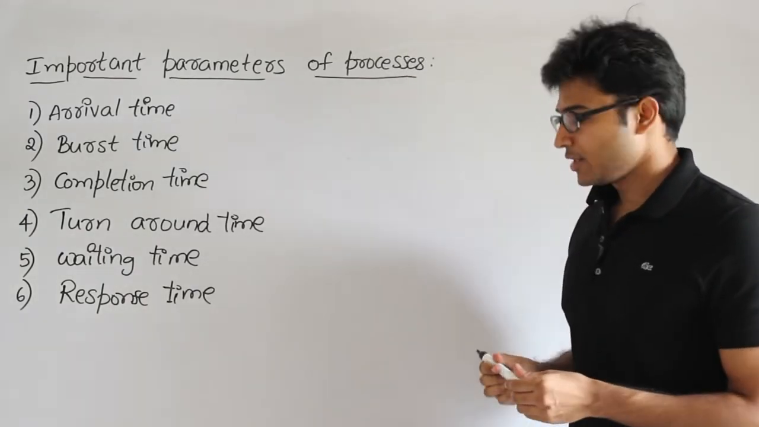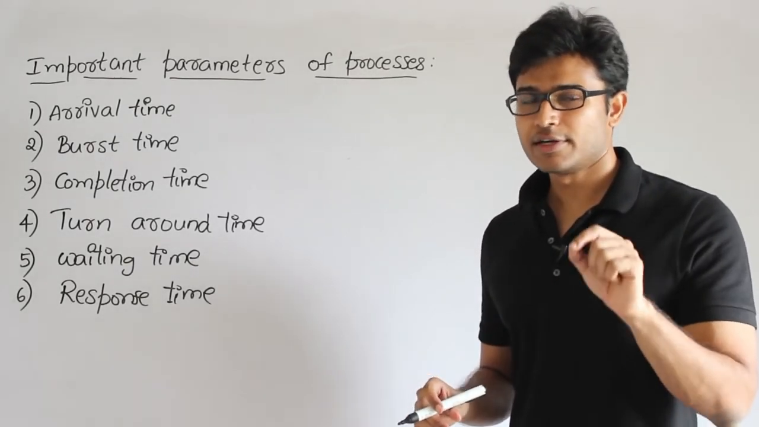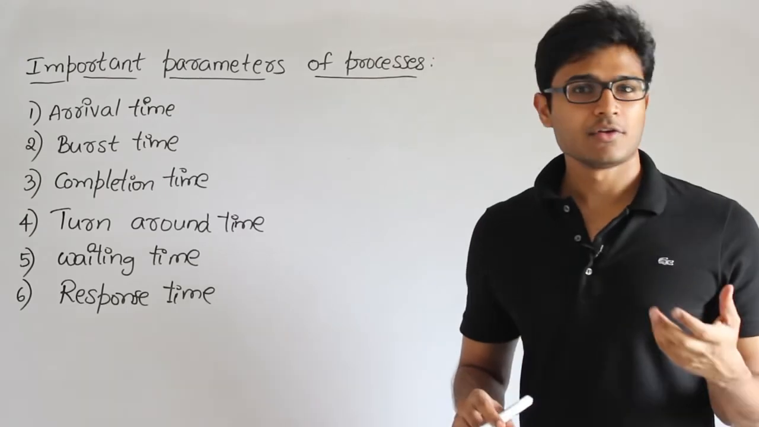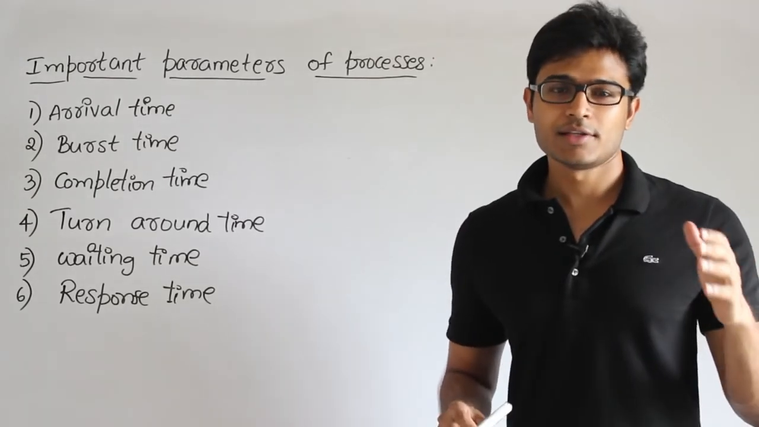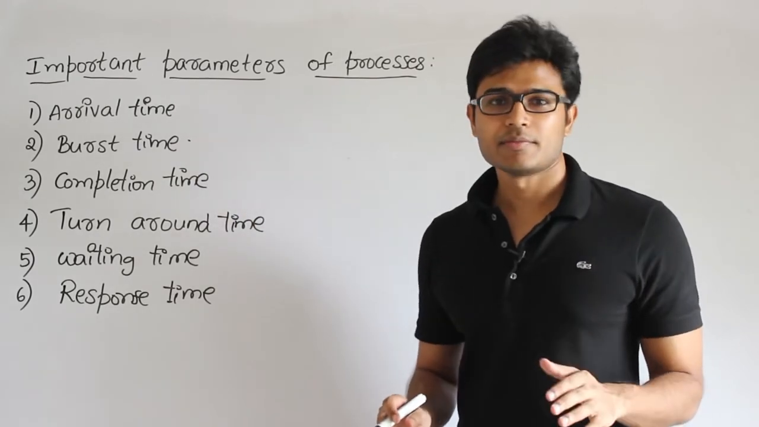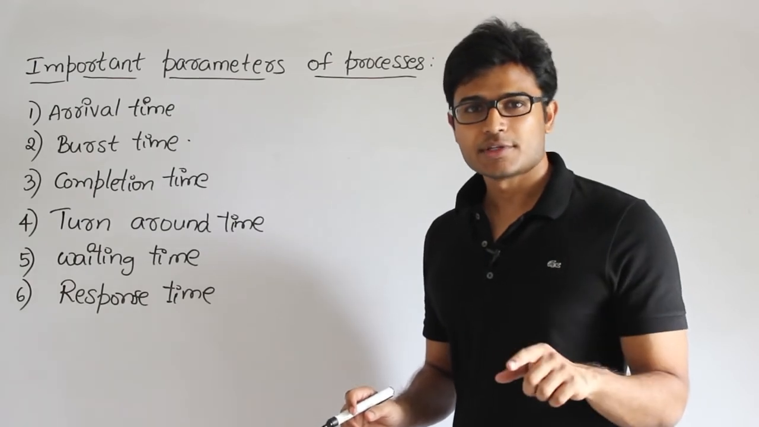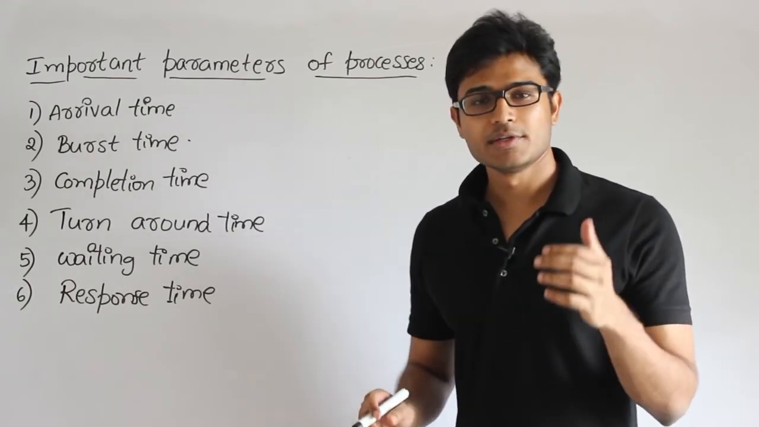So arrival time, you can think of it like this: the time at which a process enters the ready state is called arrival time. That is also called the ready queue, because all the processes are going to wait in the ready queue. And the next one is burst time. Burst time means the amount of time that is required by a process, that is CPU time. Okay, please make a note of it.